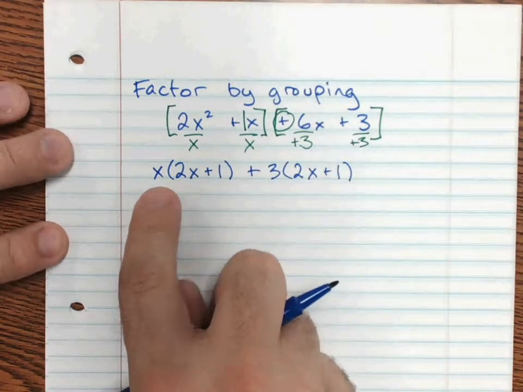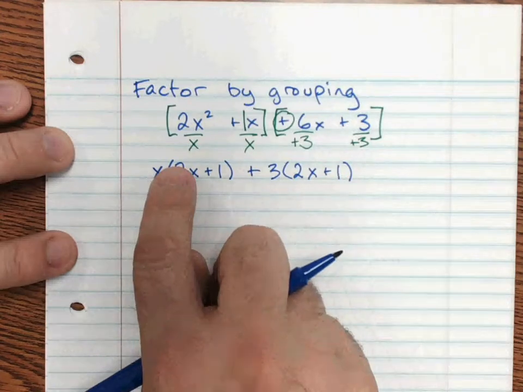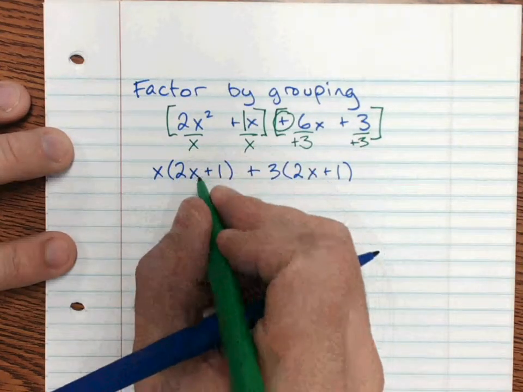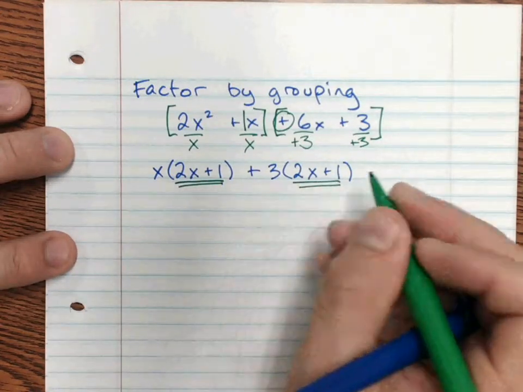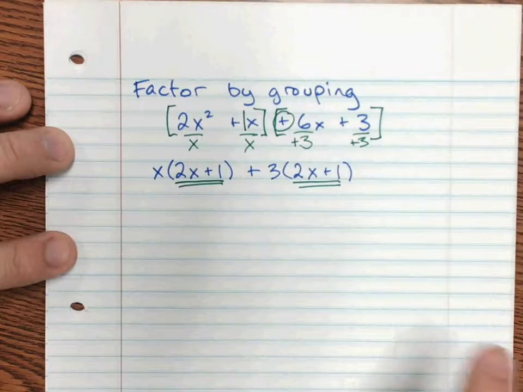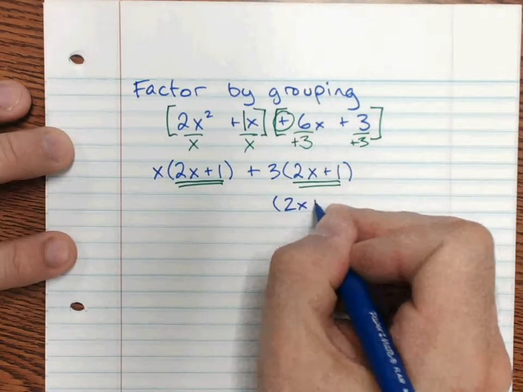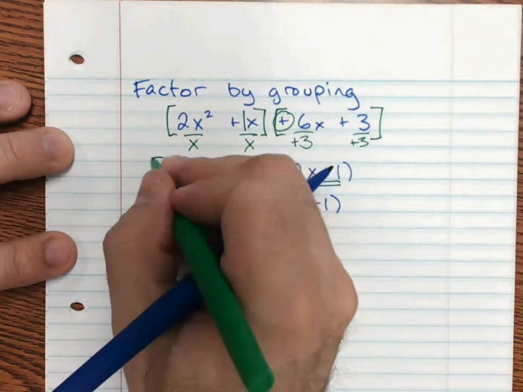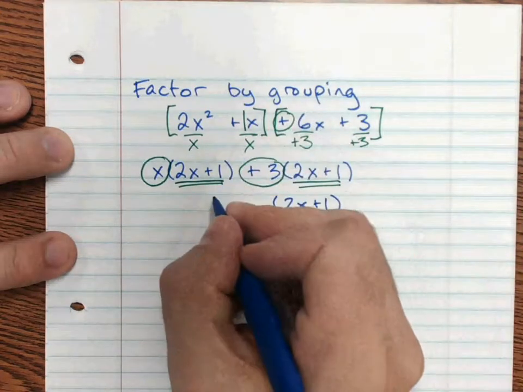Now, if you look here, we have a mostly factored polynomial. But what's important to note is that this factor here and this factor here are identical. What that means is that we can put them together as a common factor of these things. What you would do then is take the two numbers that are in front, and those will create their own factor.